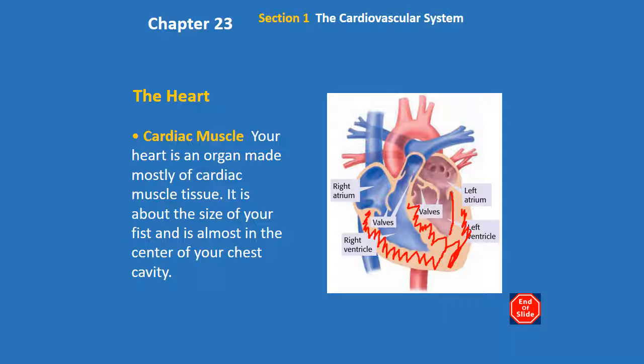And your lungs sit back behind your heart. So the right side goes to your lungs, which isn't very far away. It doesn't have far to go. And then blood comes back in from your lungs and it goes to the left side. Your left side then delivers it to the rest of your body. So the muscles on the left side are thicker because they have to be stronger, because they have to pump harder than the right side.